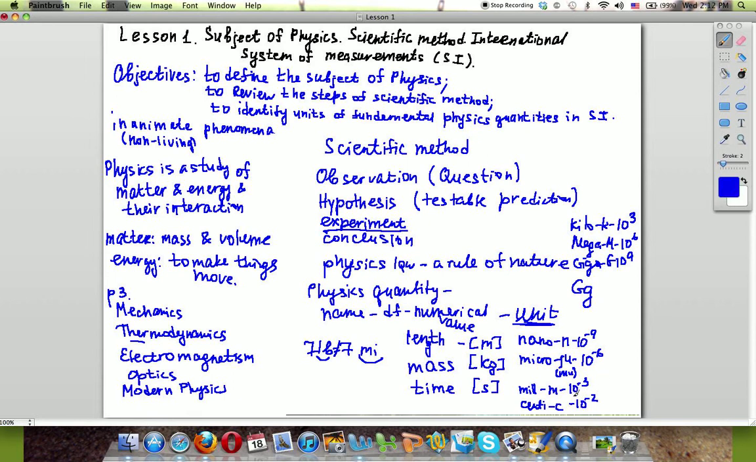So what is the International System of Measurements, and what does the unit show? Discuss it in class.